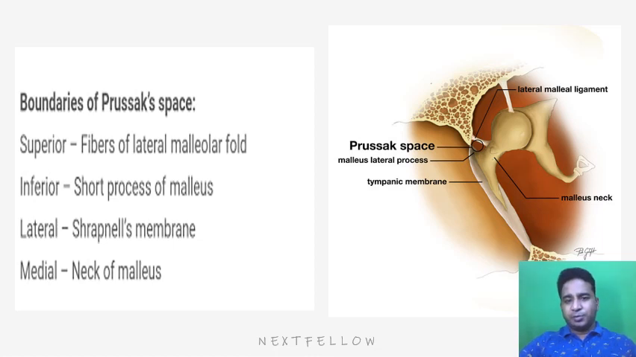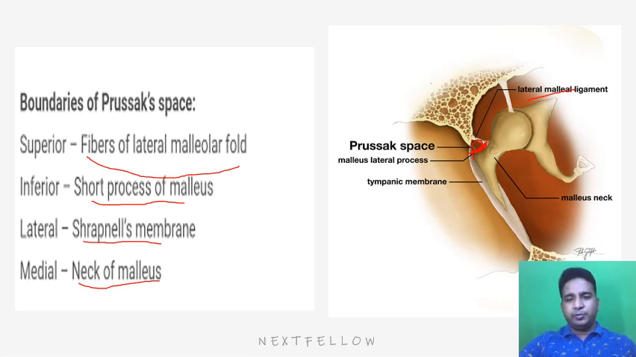Now this is a diagram showing the Prussak space. You can see this circle marked is the Prussak space. What are the boundaries? I already told you that inferiorly, the base is formed by the neck of the malleus. Then laterally comes the pars flaccida, or Shrapnel's membrane. Medial is the neck of the malleus. Inferiorly there is the short process of the malleus. And superiorly there is the lateral malleolar fold, the lateral malleolar ligament.